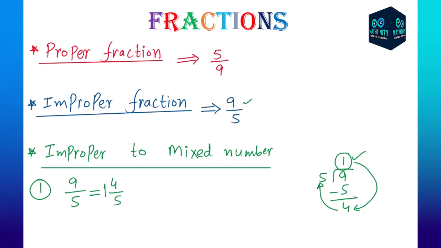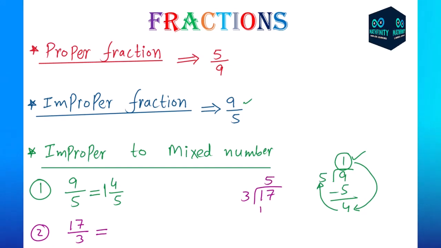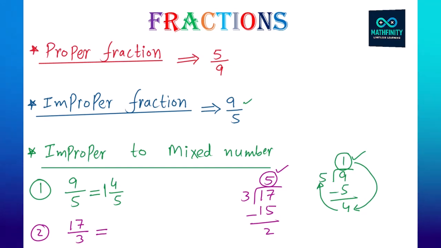Another example, suppose you have improper fraction 17 over 3. How will you convert into mixed number? Again, as I told you, we have to divide 17 by 3. 3 times 5, 15. What will we get as the answer? 2. So from where we have to start? Always we have to start from the top and move clockwise. 5 whole 2 over 3. 5 whole 2 over 3.